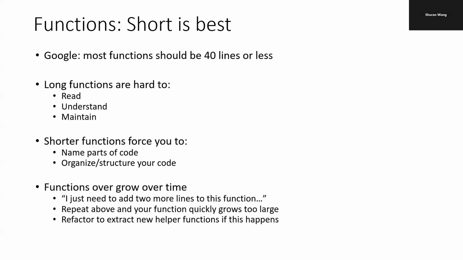If you have a function that is too long, you will lose your patience while reading it. You will forget about something that's before it when you're writing it, or there are a lot of things like that. So try to avoid that. Shorter functions will force you to name parts of code so that it's easy to read. It will force you to organize or structure your code to reduce the number of duplications, to reduce the amount of copy and pasting that's happening within your code.